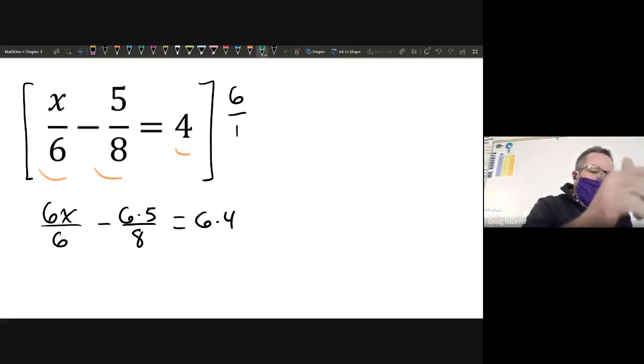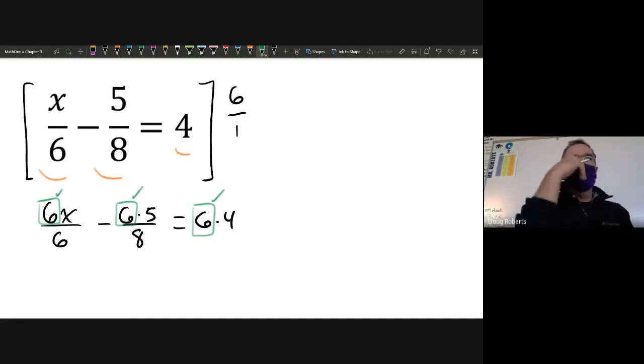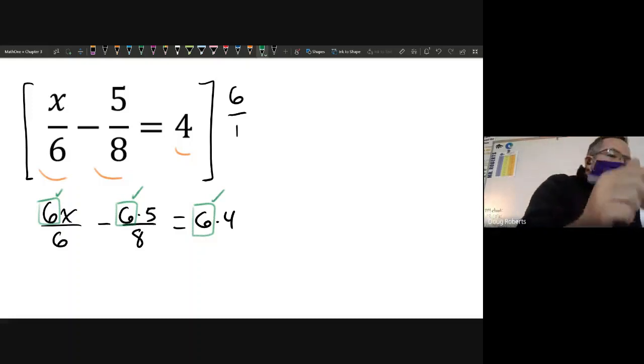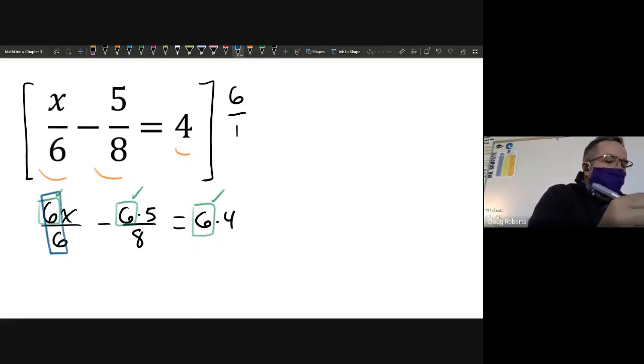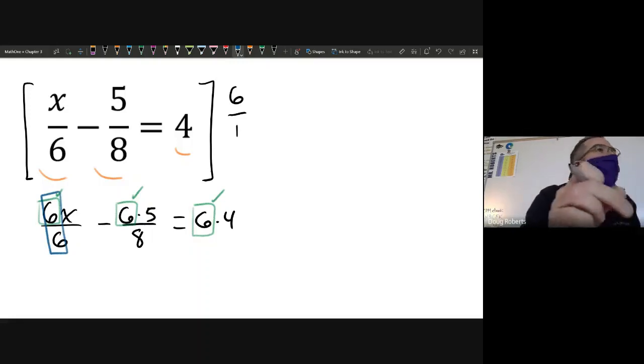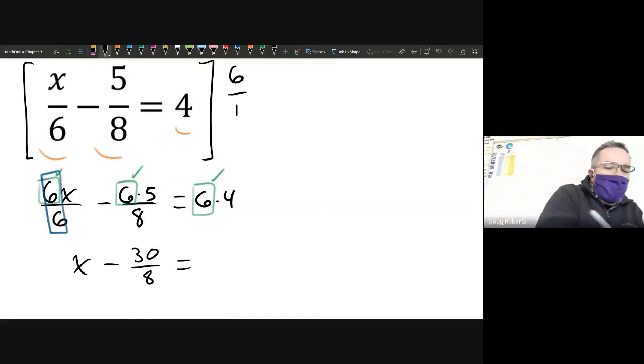By taking the moment to write this step, you can see every single one of these 3 terms just got a shiny new factor of 6. You got a 6, you got a 6, everybody got a 6. You see it? So we pushed a 6 across all of them. Now, the reason why that's convenient is because it quickly identifies the fact that there's a giant 1 here now, and I've just eliminated one of my 2 fractions. So this problem becomes x minus 30 over 8 equals 24.